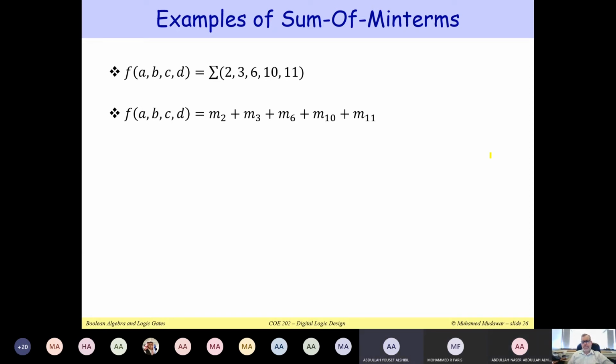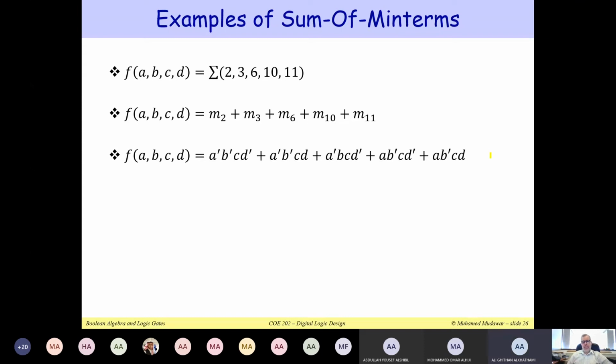What's M3? A prime, B prime, C, D. Yes. What's M6? A prime, B, C, D prime. Nice. M10? A, B prime, C, D prime. Excellent. M11, minterm 11? A, B prime, C, D. Excellent. So you got them.